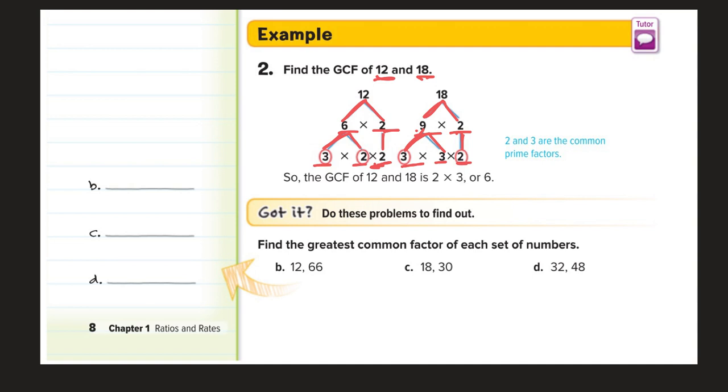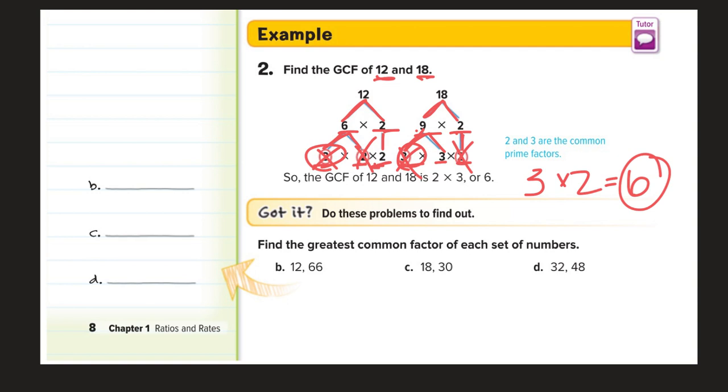So if I'm looking at what are the factors that they share, they both have a 3. So I'm going to cross off 1, 3 and write it down. They both share a 2. Okay, they don't share anything else, so 3 times 2 or 6 is going to be my GCF.